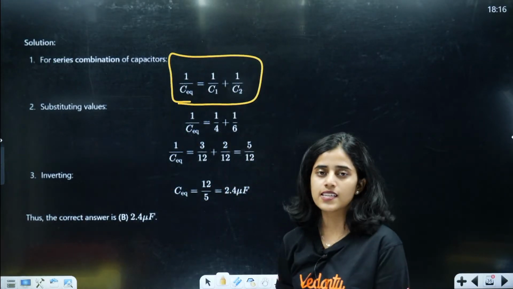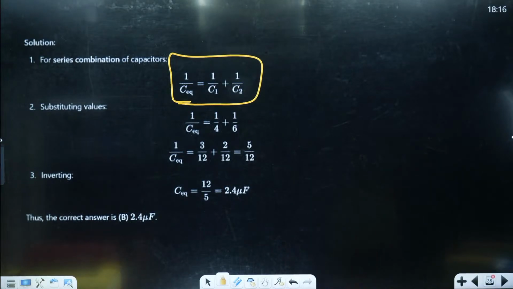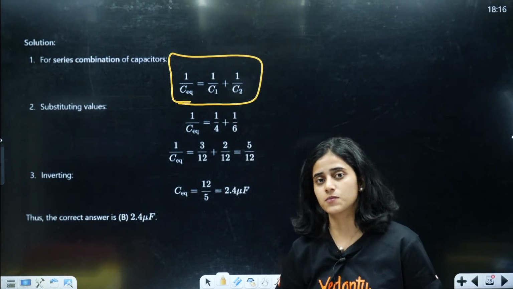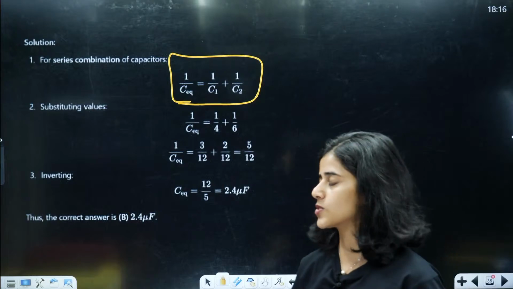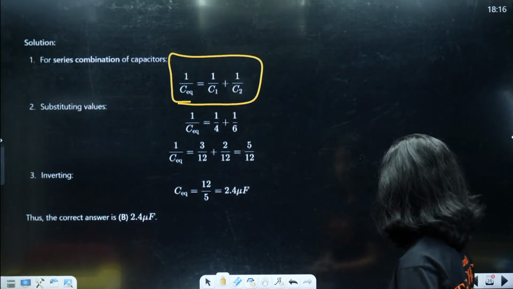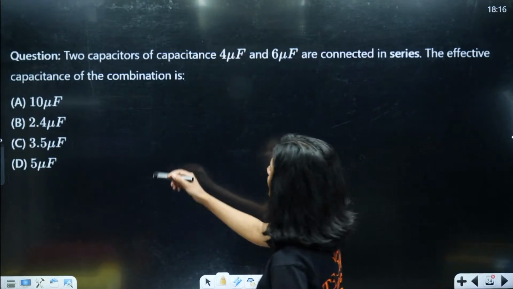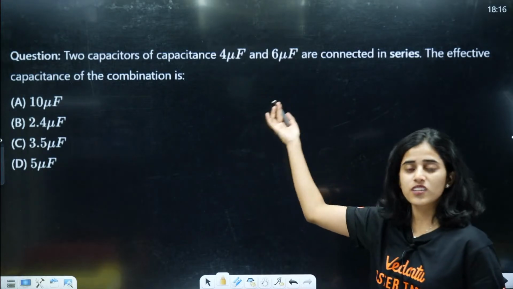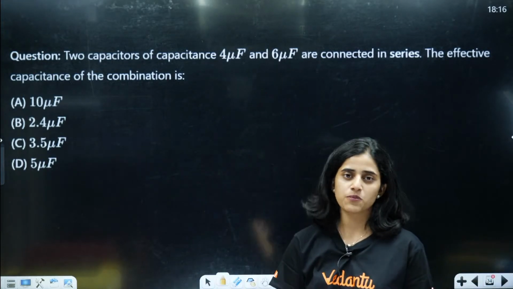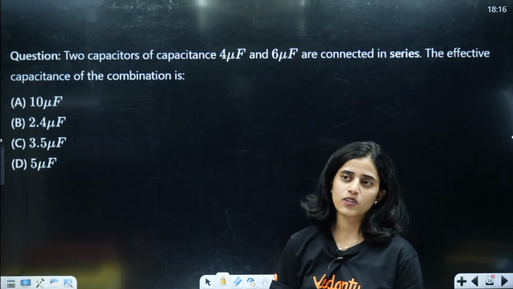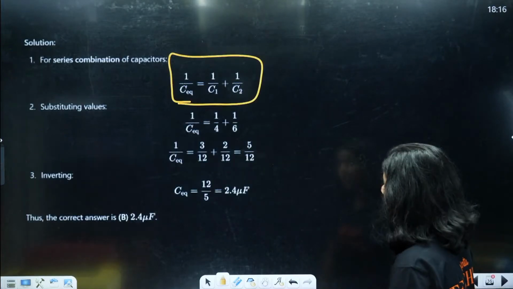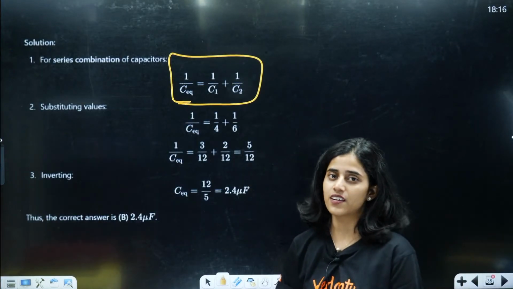So 1 by C, the total capacitance is basically the sum of individual capacitance. In the question it is 4 and 6, and since they're both in microfarad, when you add them you will get the answer also in microfarad. So you need not convert them into farad.